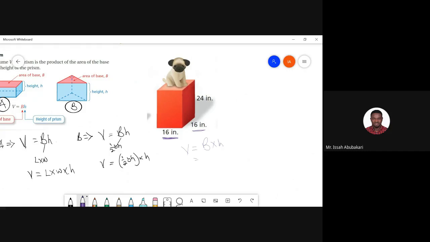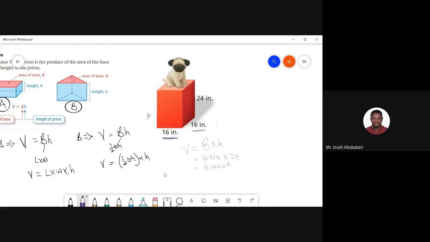Now, what is the base area here? The base area is going to be what? 16 multiplied by 16, and then you multiply it by what? The height, which is 24. If you multiply 16 by 16, which is 256, and you multiply that by 24, this should give us 6,144 inches cubed, because they are all inches. When you multiply all of them together, you get inches multiplying itself three times, and you get inches cubed. It's as simple as that.